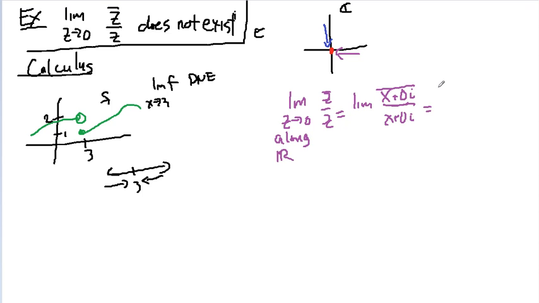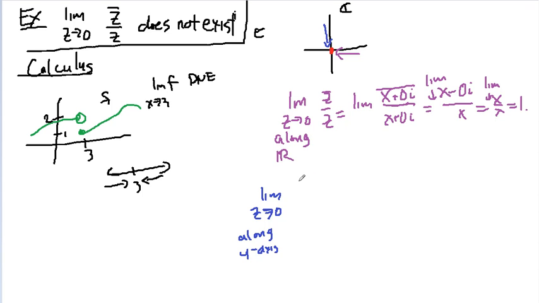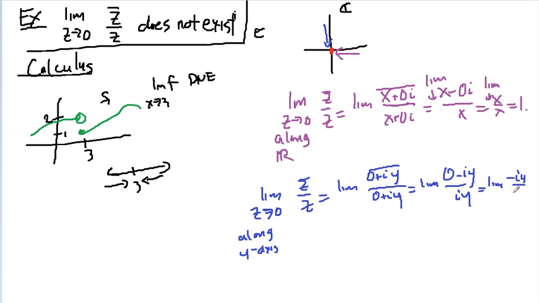This simplifies down to x minus 0i over x, which equals x over x equals 1. I was lazy, I should have put limits in there. So I get 1. The limit as I approach from this way is 1. Now for the other direction, coming down, I could look at the limit as z goes to 0 along the y-axis of this. That's equal to the limit of the conjugate of 0 plus iy over 0 plus iy, which equals the limit of 0 minus iy over iy, which equals the limit of negative iy over iy, which equals negative 1. And that is not equal to 1.